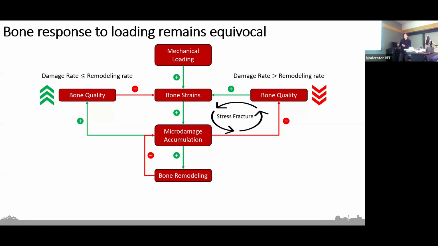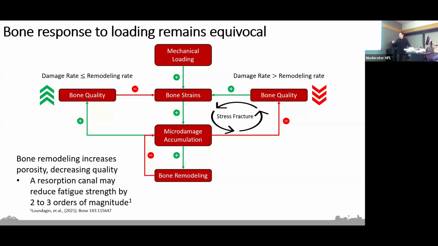And so this here is what you'll typically see in the literature when we're talking about how bone might respond to mechanical loading. But in fact, we do know that bone remodeling actually increases bone porosity. So it may actually decrease bone quality. And some studies out of our own group have shown that a resorption canal may actually reduce the fatigue strength of bone by 2 to 3 orders of magnitude when compared to the normal canal in that cortical bone. So whether or not this bone remodeling process actually serves to improve bone quality, maintain that bone quality, or degrade it is actually somewhat equivocal.